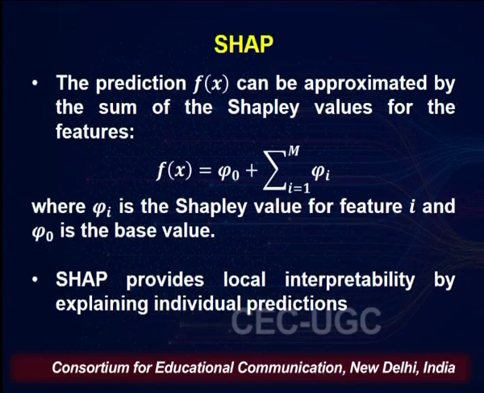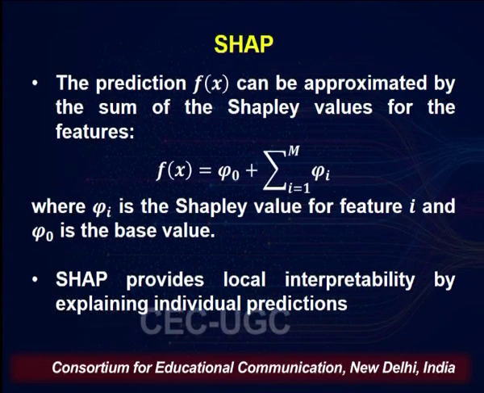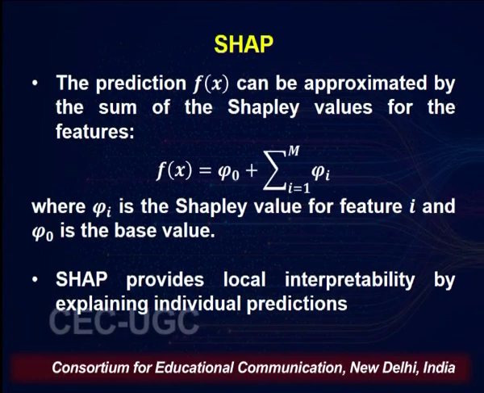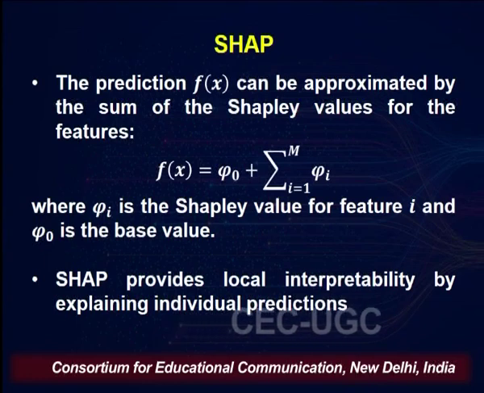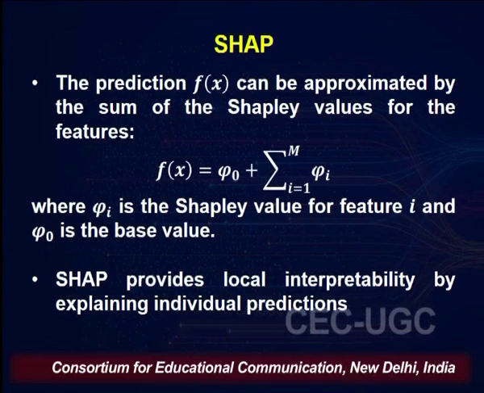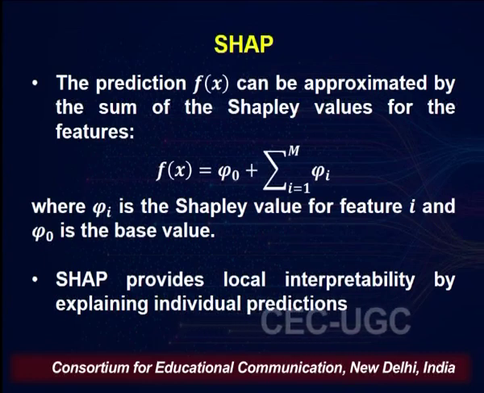Now, the mathematics behind SHAP, how the predictions are explained, is actually approximated by the sum of the Shapley values of each of the features. So, here f(x) is the prediction, and phi i is referring to the Shapley value for each of the features from the set of features. Here each feature is denoted by i, and phi naught is the base value that is found during the model training.